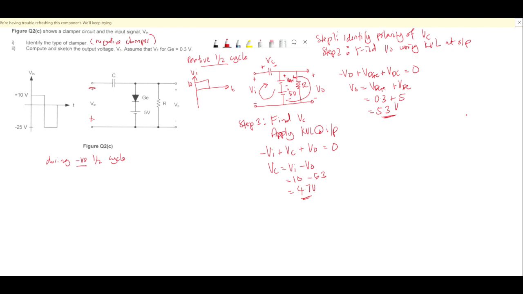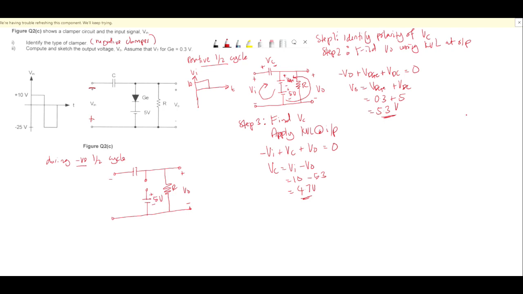Next, you need to draw the circuit. As mentioned before, your diode is in the off state, so your diode will be an open circuit. So this branch will no longer be functional. Your circuit will be like this. Plus minus Vout, then R, plus minus 5 volt.